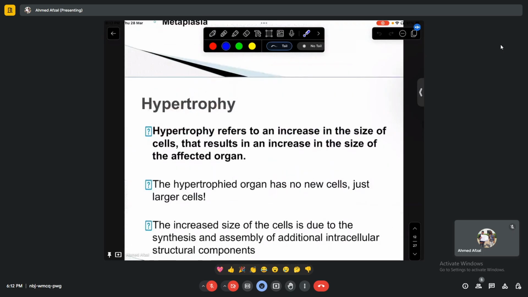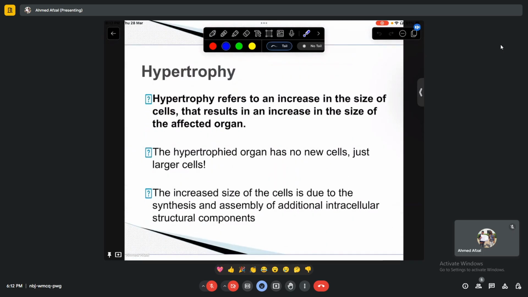Hypertrophy refers to an increase in size in the cell that results in an increase in size of the affected organ. What would be an example of hypertrophy, Numair bhai?